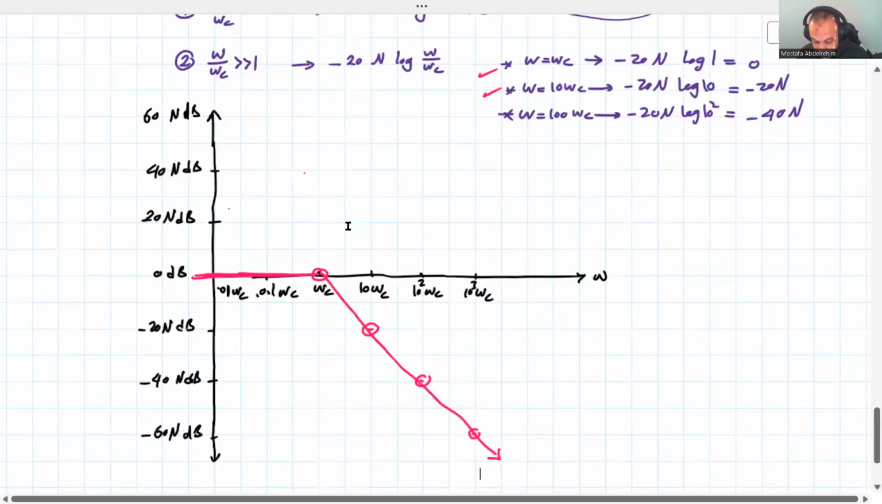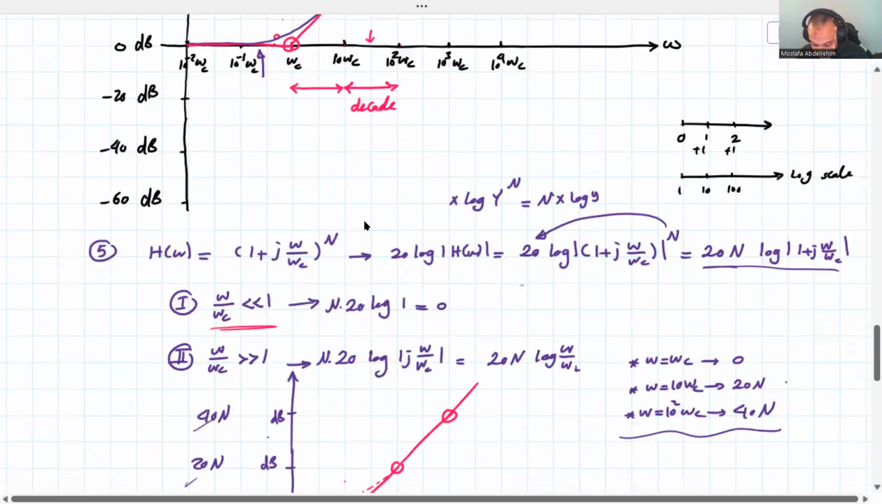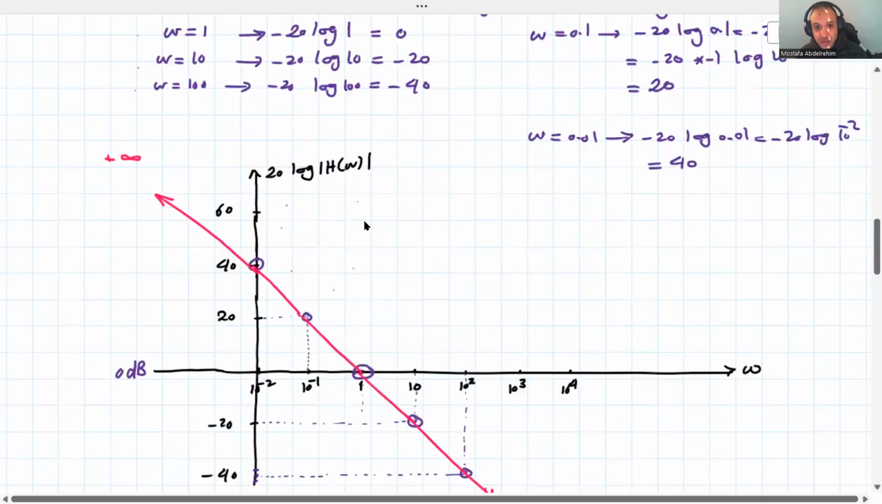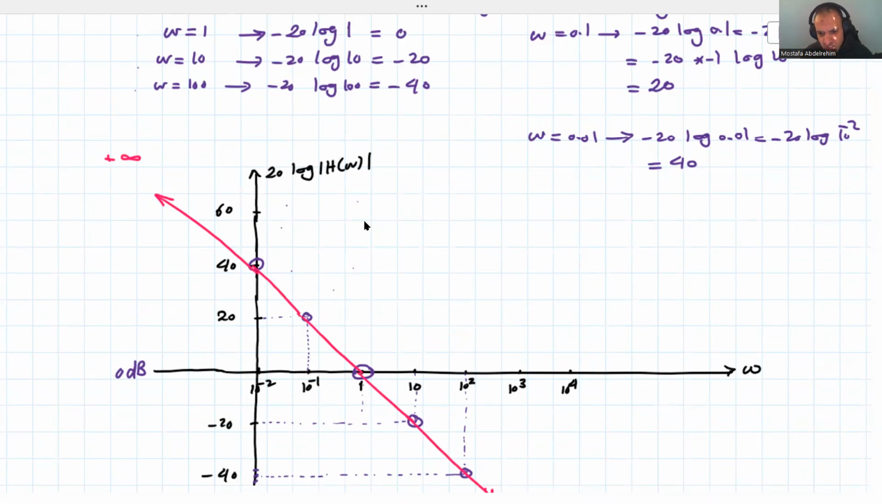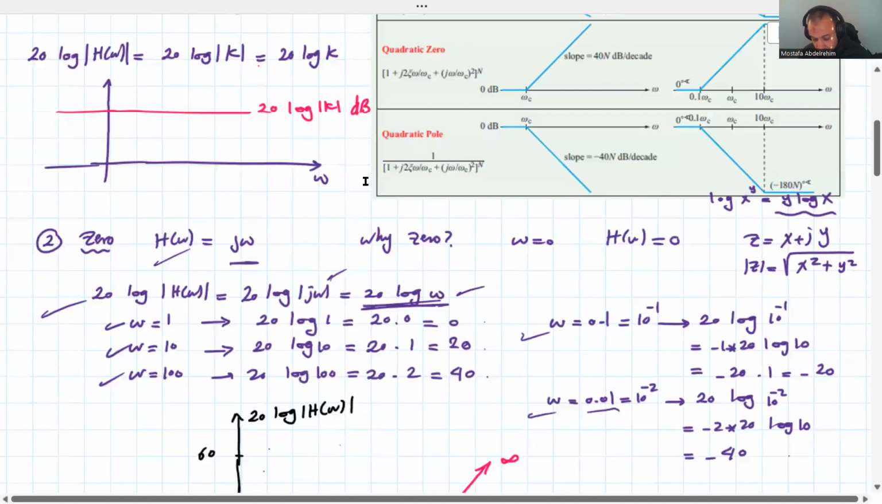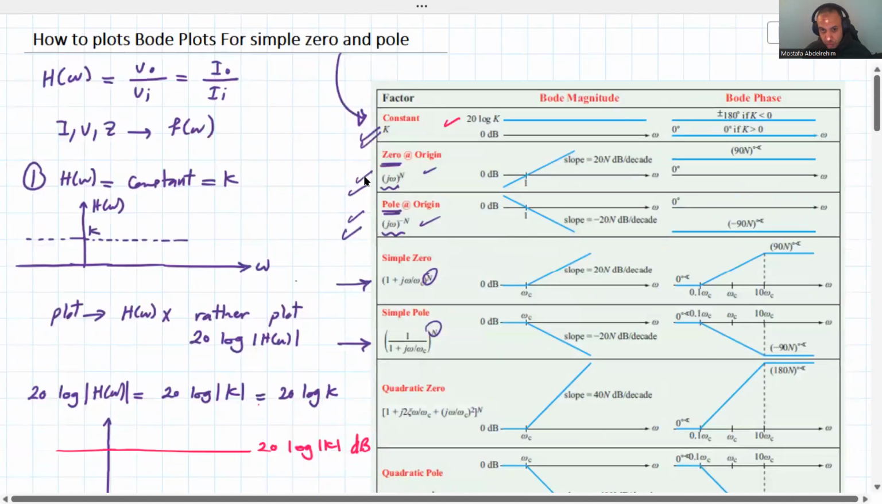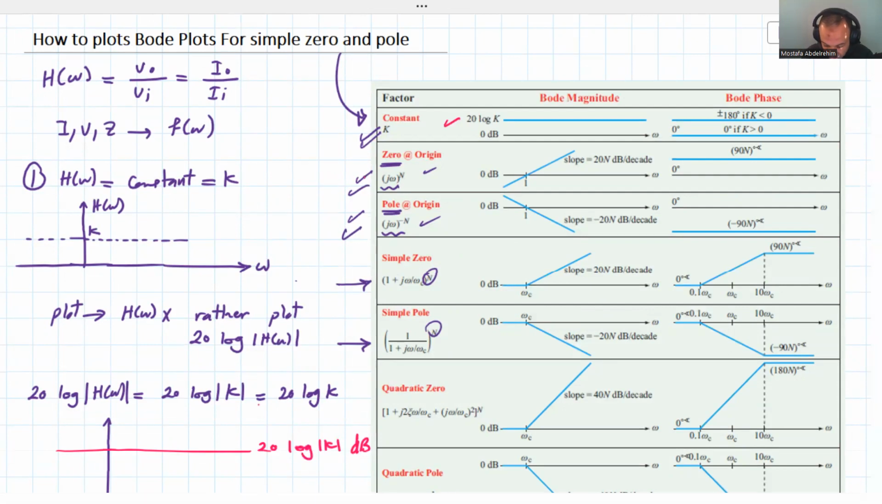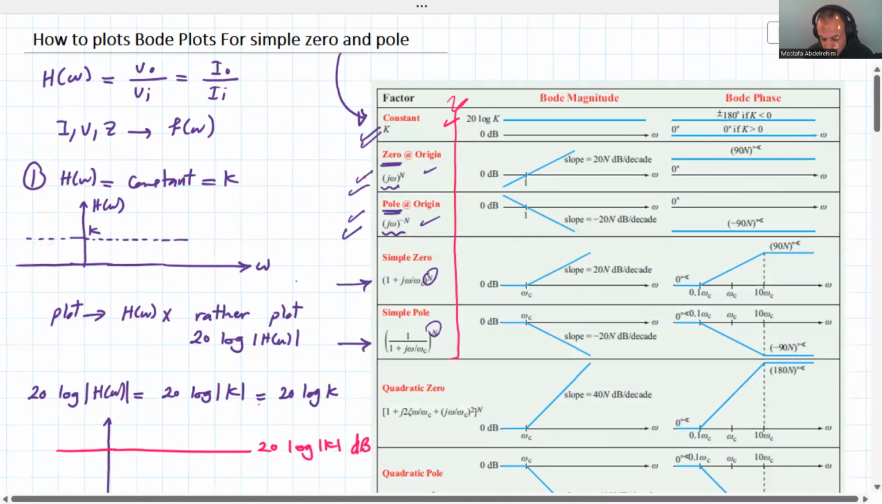Okay, guys, that's basically the simple zero and the simple pole with exponent n. In the next video, we're going to see real examples of H of omega. There is no omega c there, there is no n there, but we're going to try to put that H of omega in terms of one of these shapes so that we can draw the Bode plots.